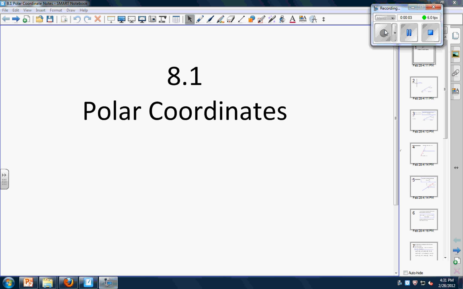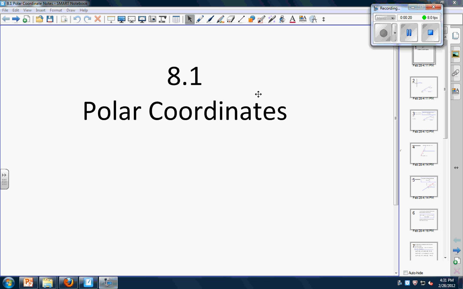All right, guys, so let's look at some Chapter 8 stuff. We're going to take another little detour here, and we're going to look at polar coordinates. We've done a ton of stuff in rectangular. We also have this thing known as polar coordinates, and it's going to set up a lot of what we're going to do in the second half of this course.